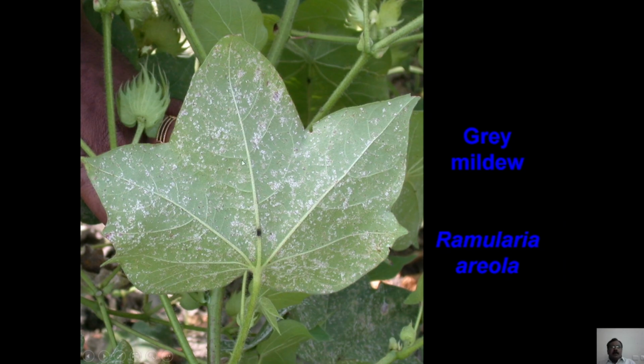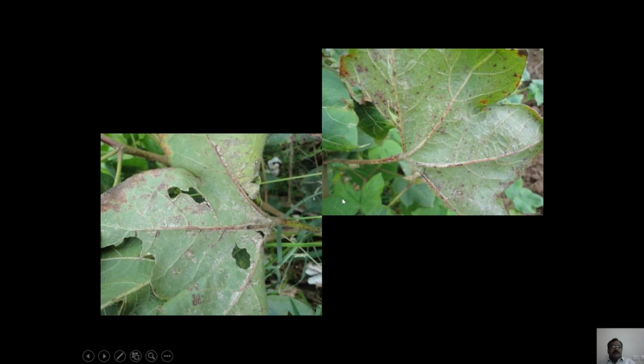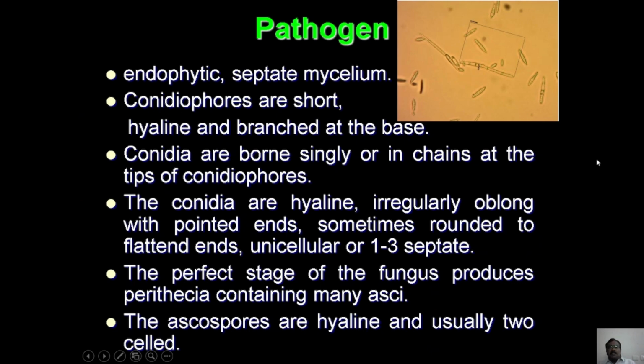And this is the areolate powdery spots on the undersurface of the leaf. In severe cases, it may lead to development of necrotic patches. And the pathogen is endophytic and produces septate mycelium.